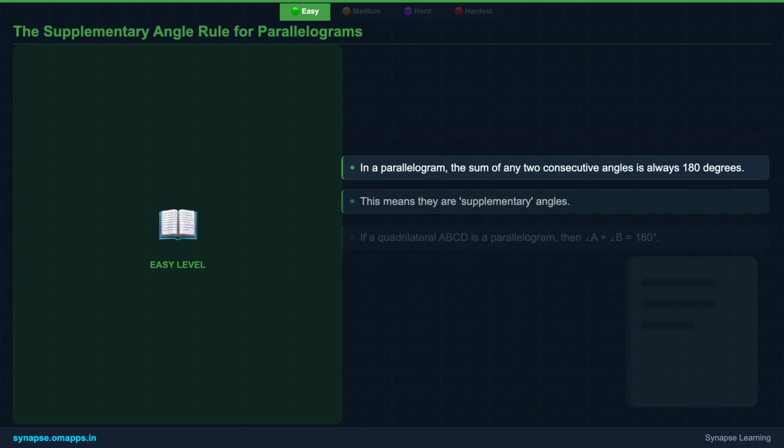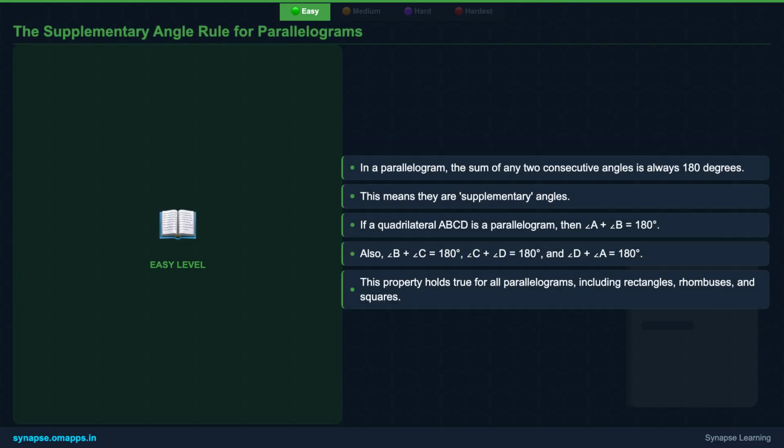Here's the exciting part. In certain quadrilaterals, like parallelograms, these neighboring angles have a special relationship. They are supplementary, meaning their sum is always 180 degrees. This isn't true for all quadrilaterals, but it's a defining characteristic for parallelograms and their special types like rectangles and squares. We'll see how this property helps us solve many angle problems.